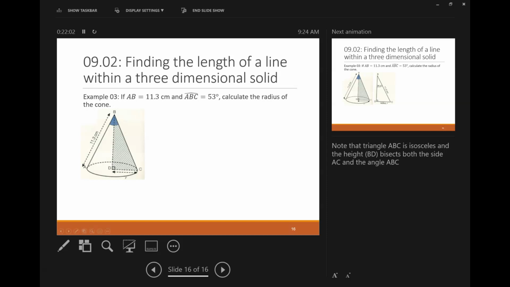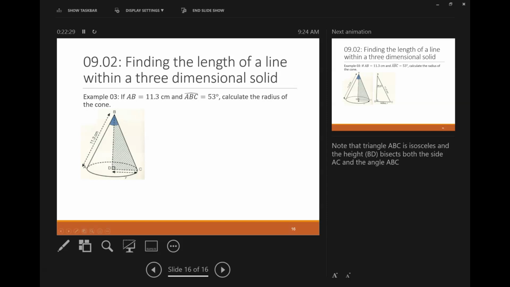Now, is ABC the angle in our triangle? No. What is the relationship between angle ABC and the angle DBC? DBC is half of ABC. Does everybody agree with that? You know the geometry reason why we know it's half?